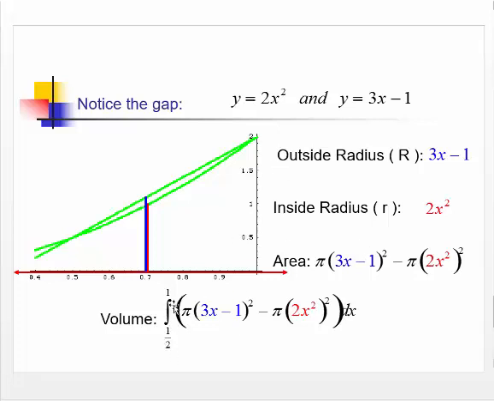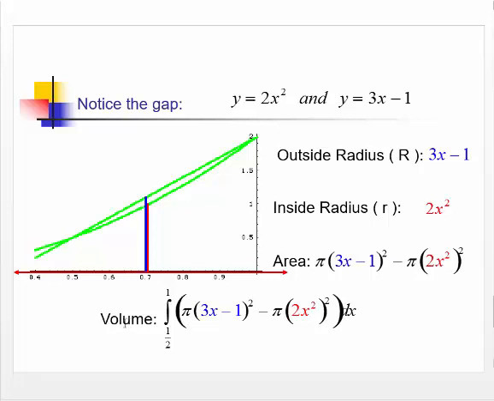To figure out the bounds of integration, you just set these two equal to each other and solve. These two will be equal to each other at 1/2 and 1. That's where they cross. So you're going to integrate from 1/2 to 1 of the outer radius squared minus the inner radius squared. And then you just do this integral, and it's pretty much a piece of cake.